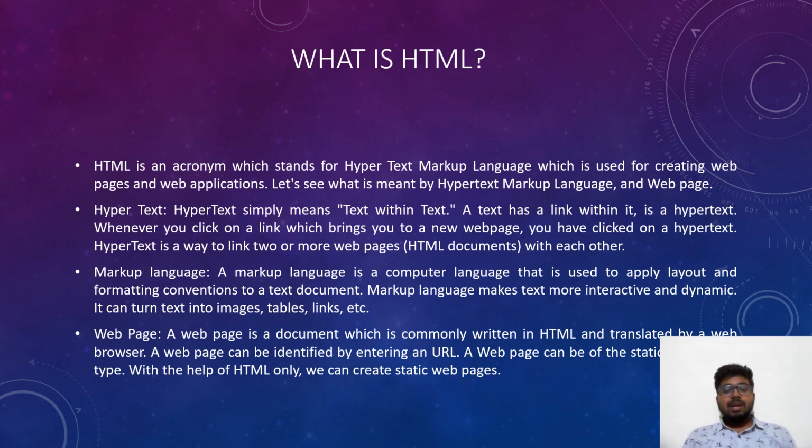Markup language. A markup language is a computer language that is used to apply layout and formatting conventions to a text document. Markup language makes text more interactive and dynamic. It can turn text into images, tables, links, etc. A web page is a document which is commonly written in HTML and translated by a web browser. A web page can be identified by entering a URL. A web page can be of the static type. With the help of HTML only, we can create static web pages.